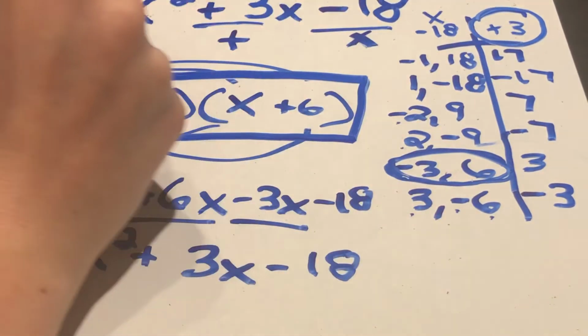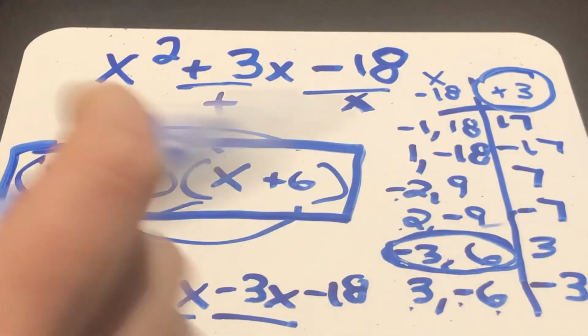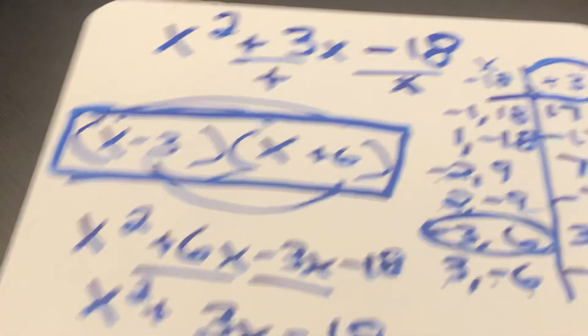Now this is called factoring. And remember, this is factoring only when you have a trinomial. 1, 2, 3, a trinomial. This is a special process.